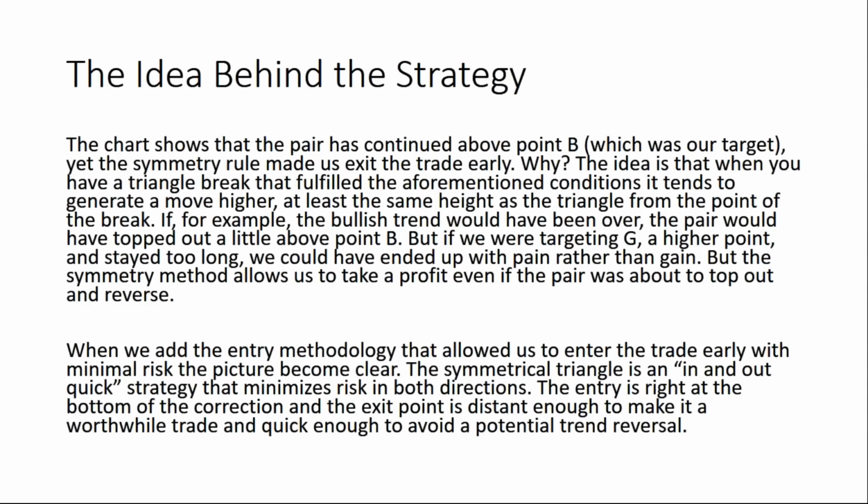The chart shows that the pair has continued above point B, which was our target. Yet the symmetry rule made us exit the trade early. Why? The idea is that when you have a triangle break that fulfilled the aforementioned conditions, it tends to generate a move higher, at least the same height as the triangle from the point of the break. If, for example, the bullish trend would have been over, the pair would have topped out a little above the point B.